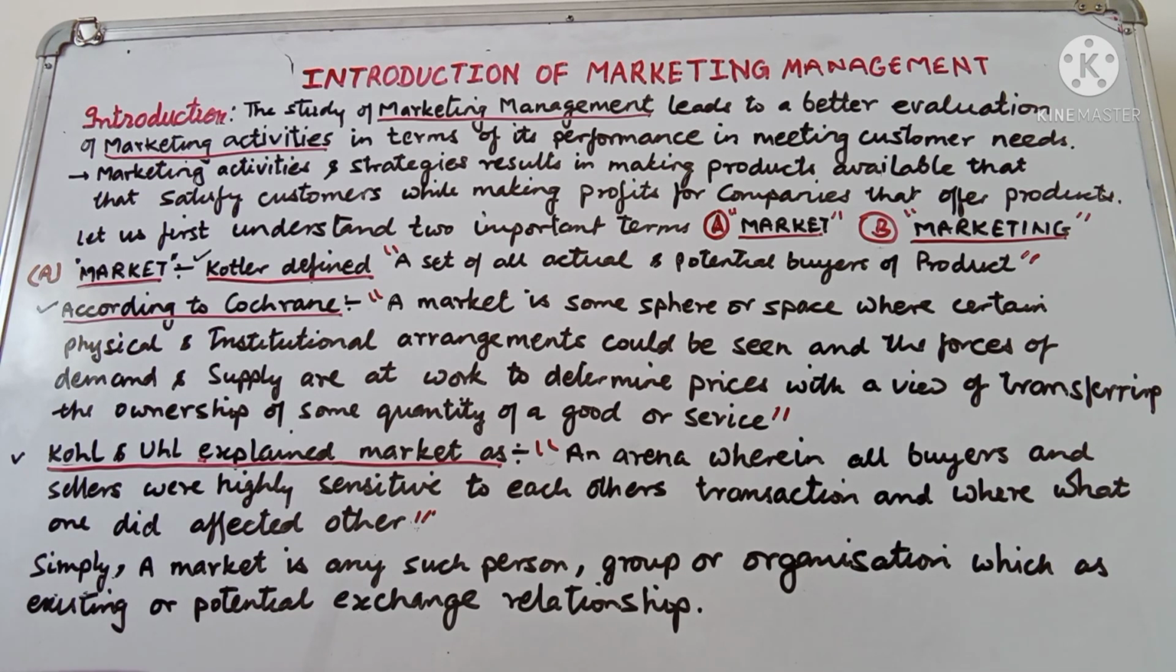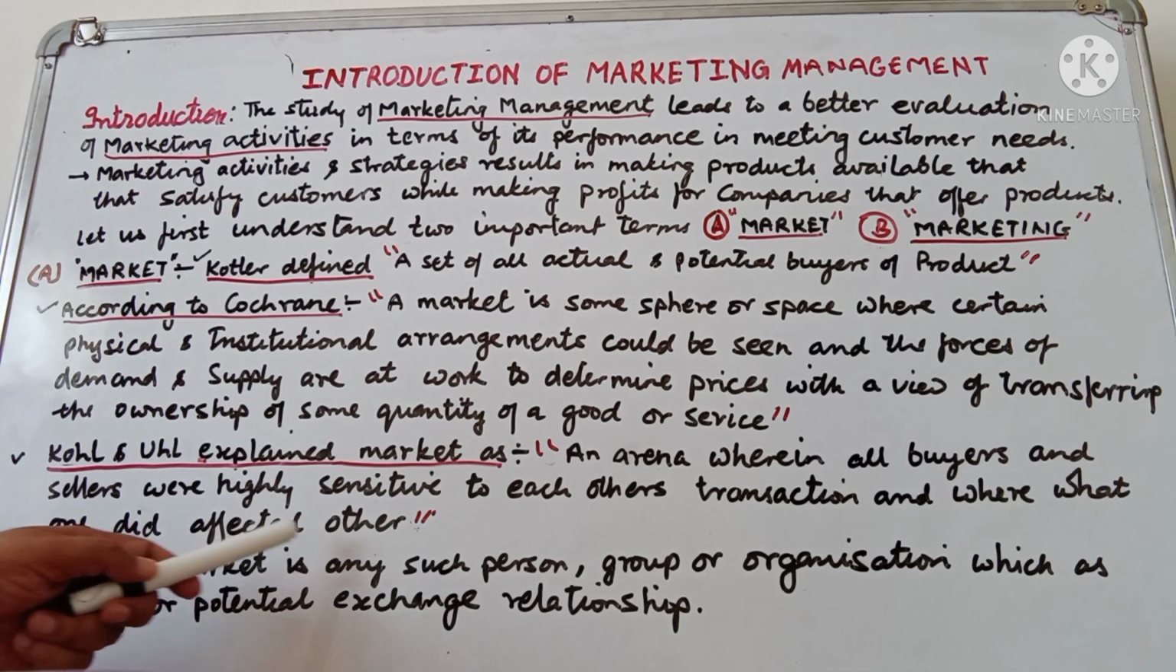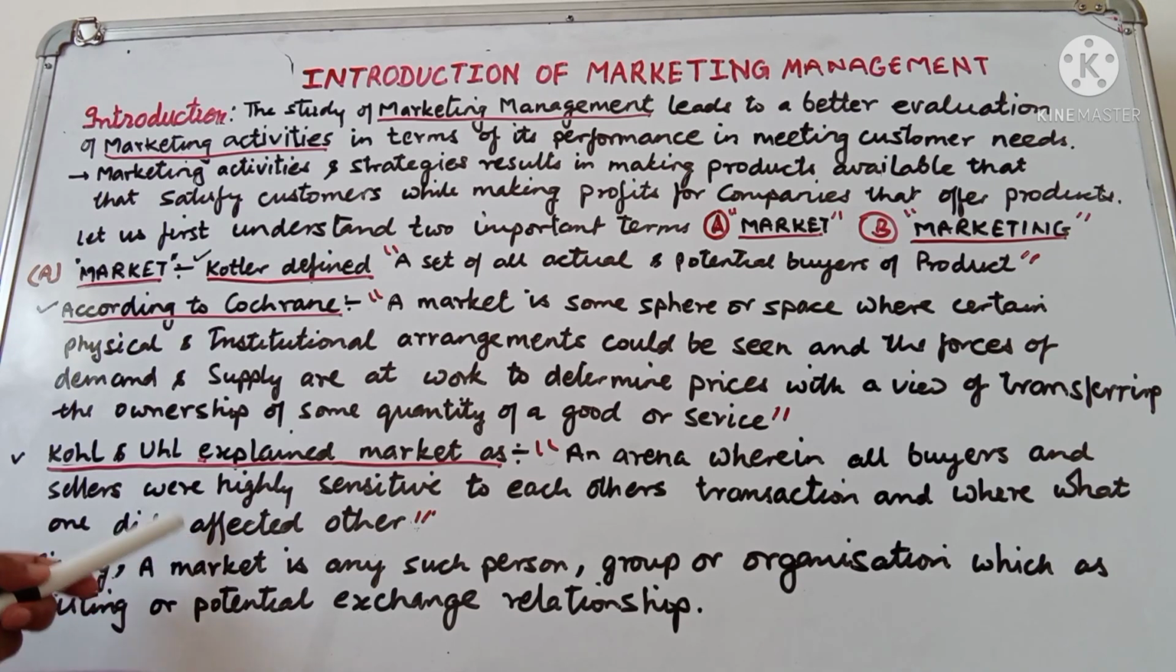Now the third definition I have selected is by Coles and Earl, who explained the market as an arena wherein all buyers and sellers were highly sensitive to each other's transactions, and where what one did affected the other. What one did affected the other. Now affected here means, each other is what?